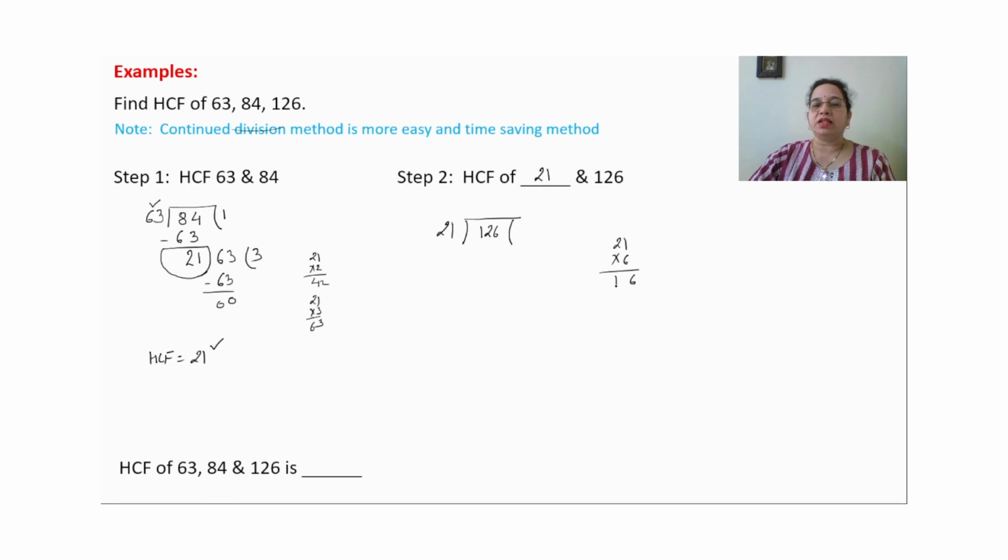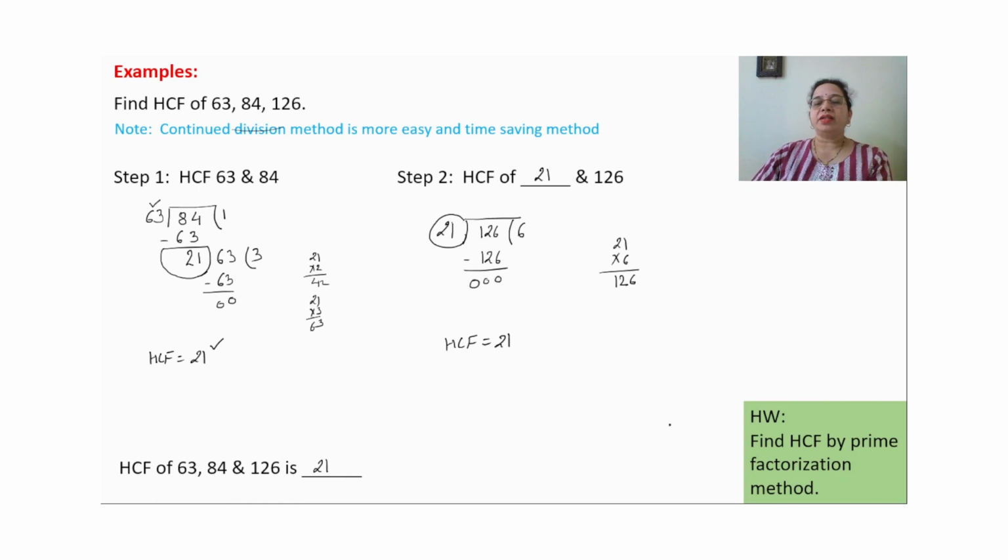6 1s are 6, 6 2s are 12. It means you can divide by 6. 21 times 6 is 126. Your remainder is 0. So the last divisor is 21. So here your HCF is 21, and I said the final answer will be the HCF of all the given numbers. So 21 is the HCF of 63, 84 and 126.